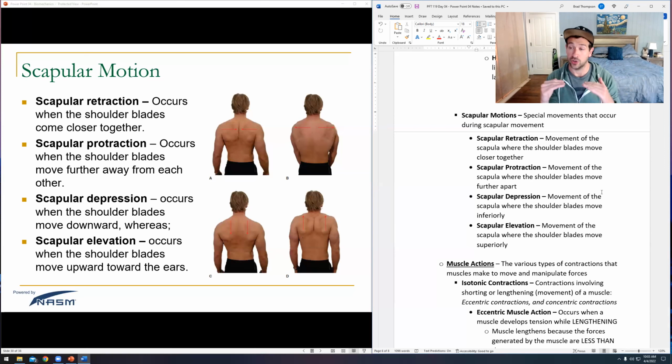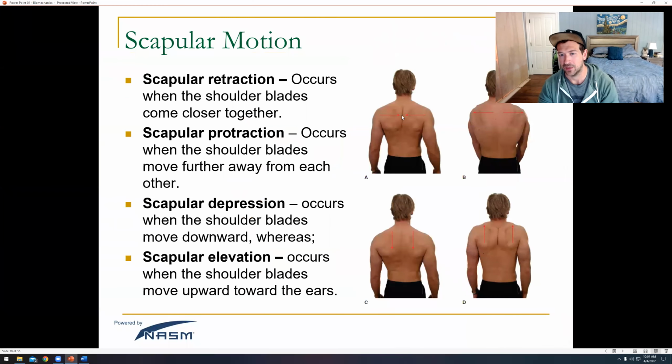You've also got scapular elevation, which is moving them upwards, and you've got scapular depression, which is moving them downwards. You can see our examples here. Retraction, they come together. Protraction, they go away. Depression, they drop down. By the way, depression doesn't happen much. It's not exactly a big movement, but elevation is really big. So there is a difference between those two. But there's not a lot of scapular depression.